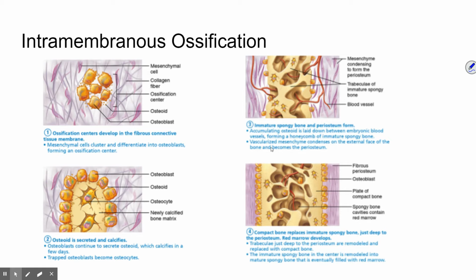And then lastly, that compact bone is going to form just deep to the periosteum, and inside that spongy bone, the red marrow is going to form. And so you don't have the epiphysis and the diaphysis here, so it just kind of forms from the inside out. And this is with intramembranous bone.